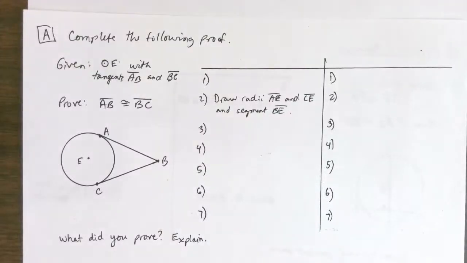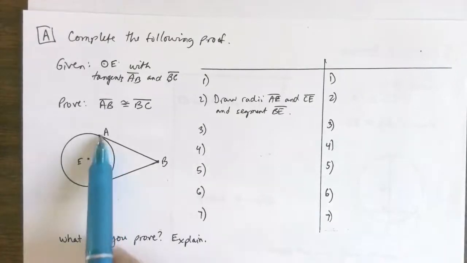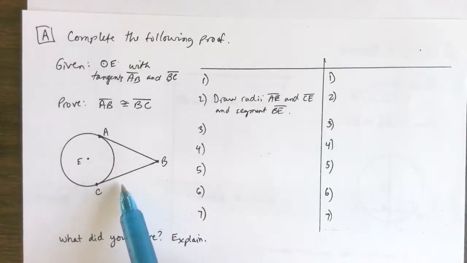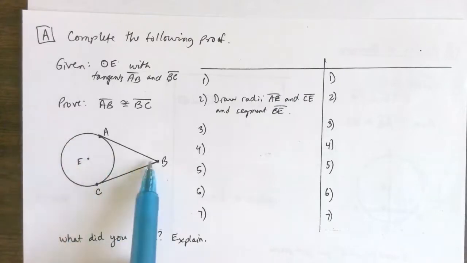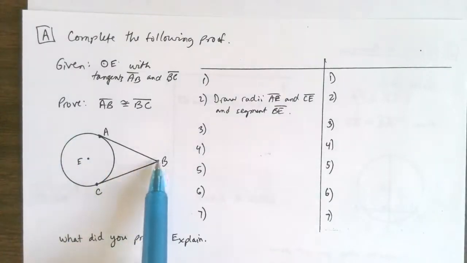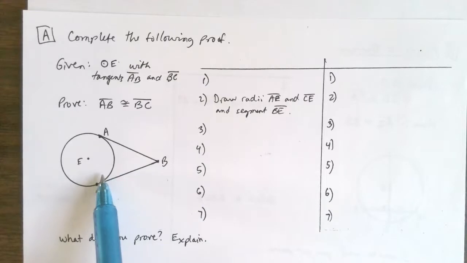Okay, we're going to take a look at this proof here, and the big idea is that we are trying to prove that the segment lengths AB and BC are congruent. We call those tangent segments. A tangent line would keep going. And picture B could move in, and then both of those would be shorter.